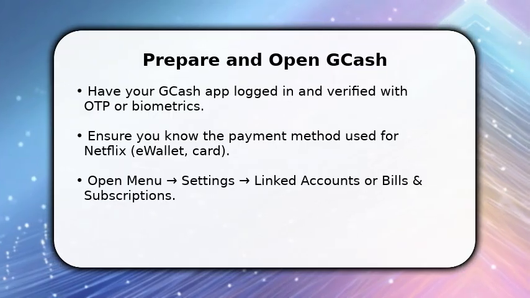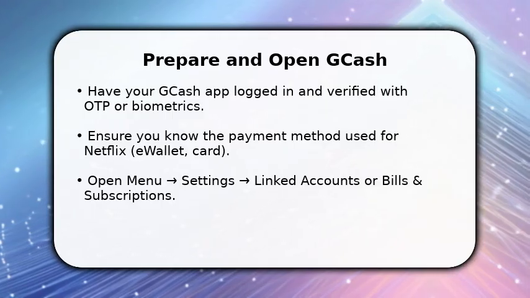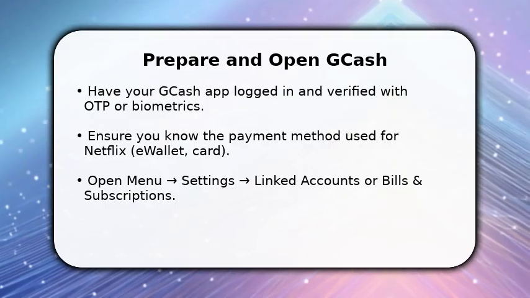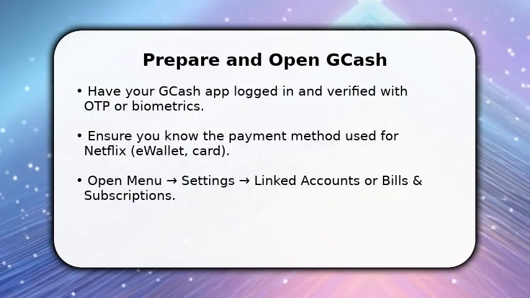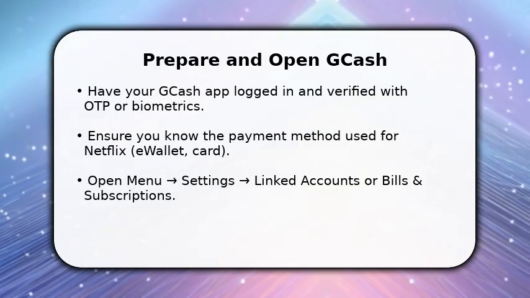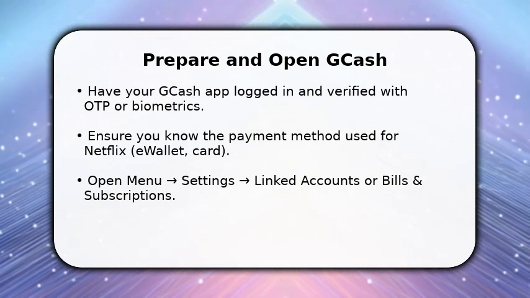Next, open Linked Accounts or Bills and Subscriptions where recurring services live. Make sure you know whether Netflix was paid via Gcash wallet or a linked card. That determines which record you'll remove. Doing this first prevents accidental changes to unrelated payments and speeds the cancellation steps ahead.